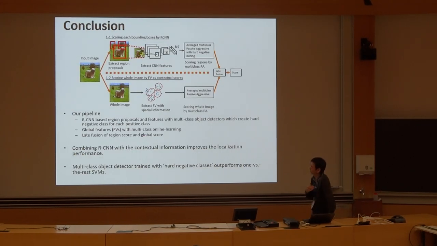So this is the conclusion. There are three features of our pipeline. One is that we use a CNN-based system and a Fisher vector system. Second, CNN-based region proposal and features with a multi-class object detector, which creates a hard negative class for each object class. And the third is the fusion of region score and global score. Through this trial, we found that combining R-CNN with contextual information from the Fisher vector system improves the localization performance, and multi-class object detectors trained with hard negative classes outperform one-versus-the-rest as well. Thank you very much.